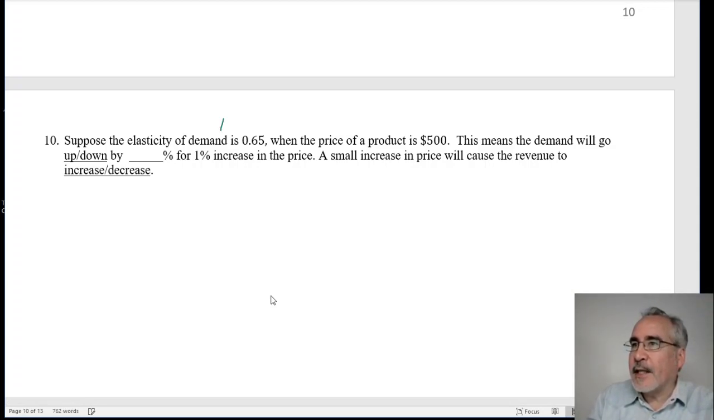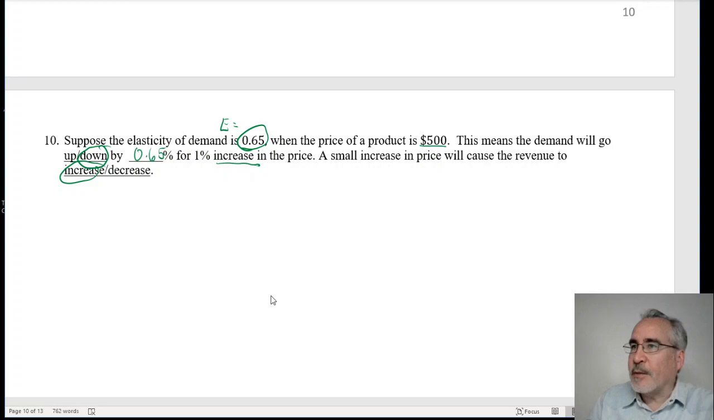Here we're told that the elasticity of demand, the E, is 0.65 at this price, at 500. So this means the demand will go down. Always the demand goes down when the price increases. A 1% increase in the price means it'll go down by how much? By the exact value of E, 0.65. But in this case, this is inelasticity. And so a small increase in price will actually cause the revenue to increase.